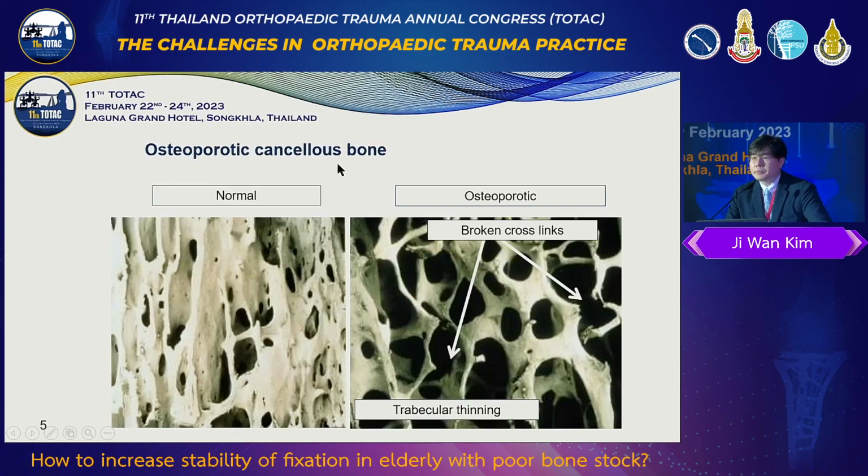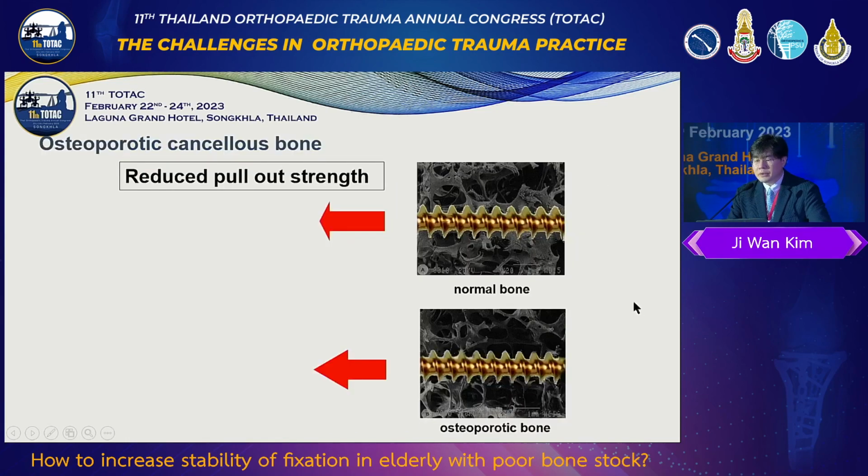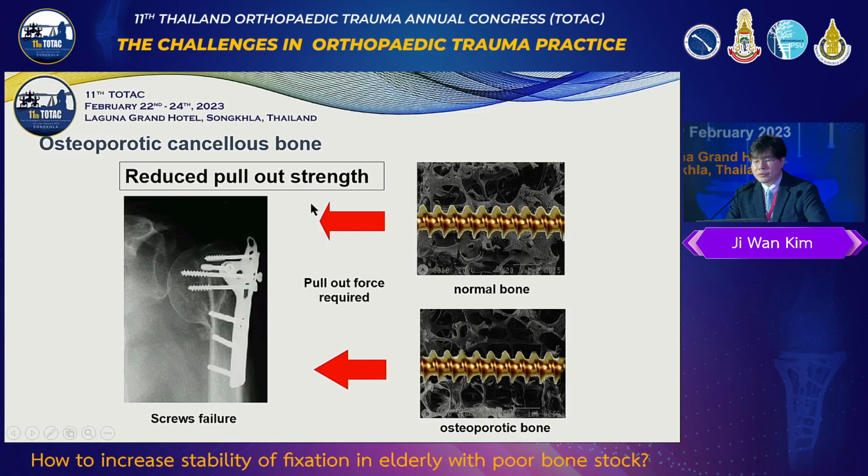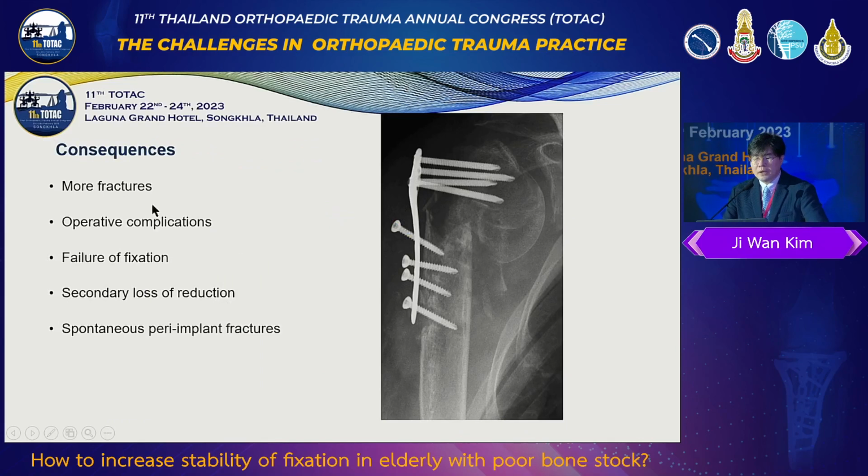How about the cancellous bone? Aging also changes the cancellous bone as well as cortical bone. The trabecular thickness is thin and broken, and the number is decreased. So the result is reduced pull-out strength, like screw failure and secondary loss of reduction. So poor bone quality may result in more fractures and operative complications, including failure of fixation, secondary loss of reduction and spontaneous peri-implant fractures.